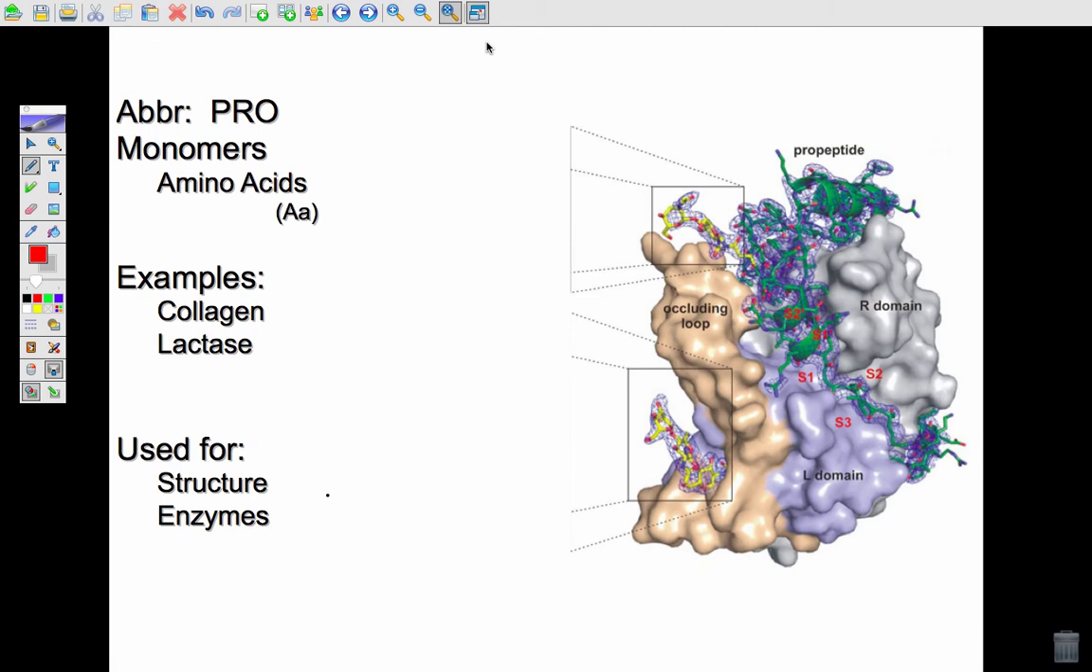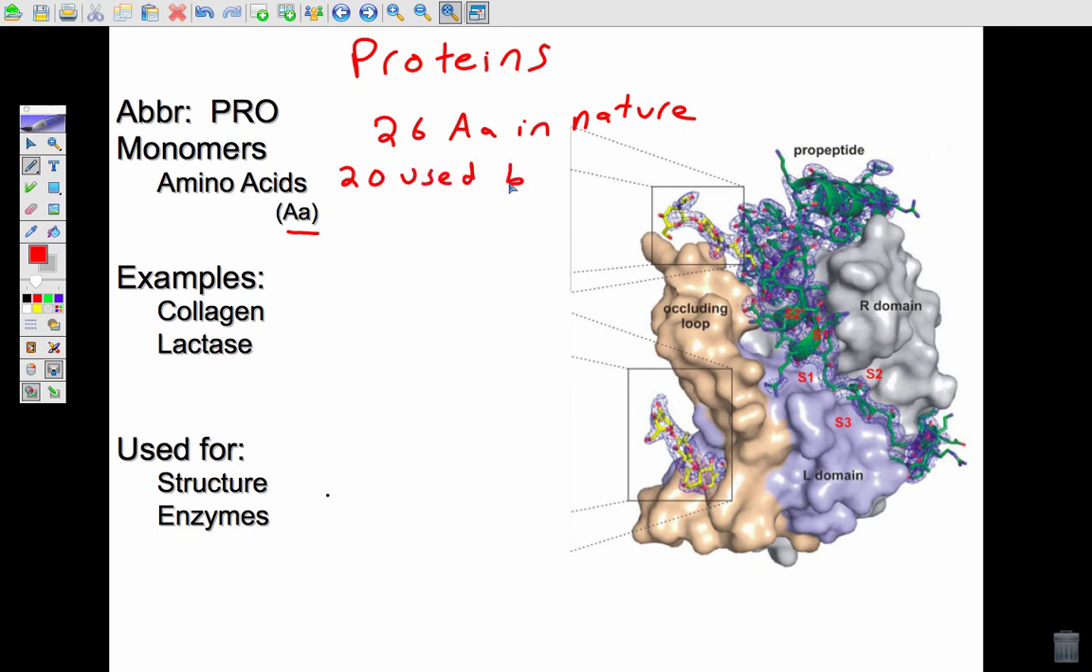Okay, so this is the protein part of the lecture. So proteins have the abbreviation capital P, capital R, capital O, and that's just by convenience. There's really no reason for that. The monomers for proteins are amino acids. Amino acids are abbreviated capital A, lowercase a. There are 26 amino acids in nature, but humans only use 20 to make their proteins.